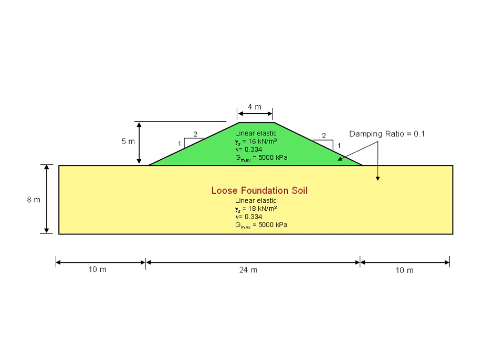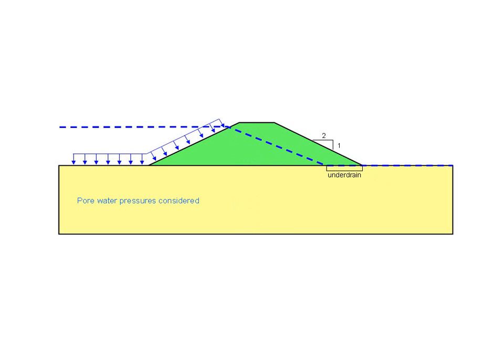Both the embankment and the foundation soil are linear elastic soils with slightly different unit weights, but the same Poisson's ratio of 0.334 and a Gmax value of 5,000 kPa. A damping ratio of 0.1 will be applied to both soils. The pore water pressures are only going to be considered in the foundation soil. The weight of the water will be modeled as a fluid pressure boundary condition on both soils, and the underdrain that exists at the toe of the embankment is considered in the analysis only by the way it controls how the phreatic surface is drawn.